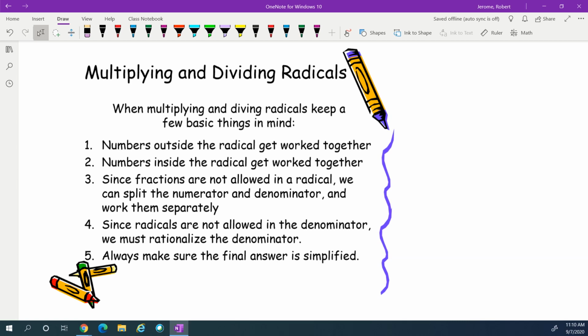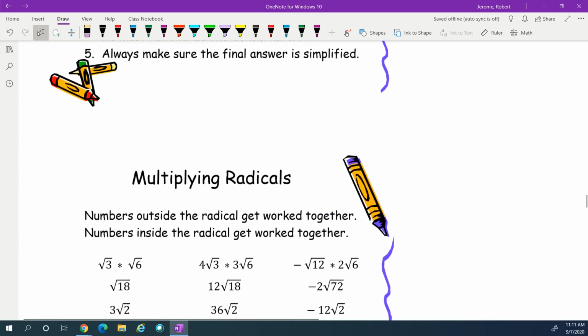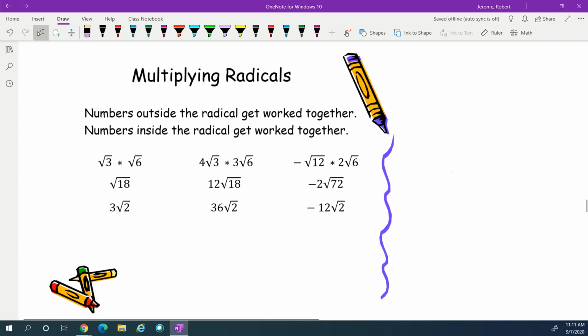When it comes to dividing, that's where we have to be careful that we don't leave any radicals in the denominator. So you can look at a few examples of multiplying these radicals. Both the 3 and the 6 are underneath. So the answer 18 is under the radical sign. And then we simplify it.